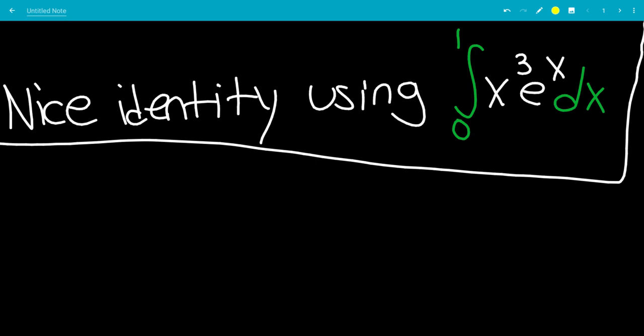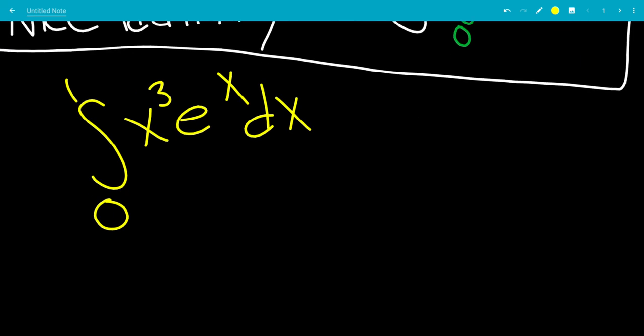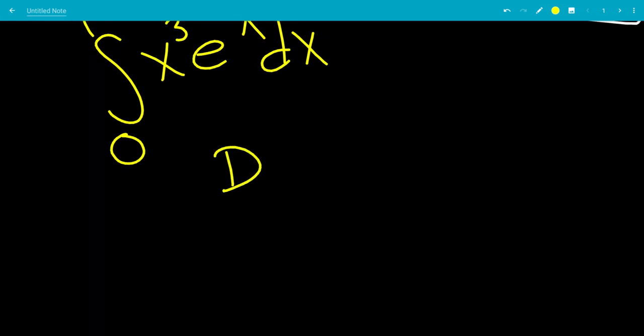So the first way we're going to do this integral, the integral from 0 to 1 of x cubed times e to the x. We're going to do integration by parts, or the DI method, so we're going to differentiate something and integrate something. The integral of e to the x is the same thing every time, and we want the terms to get smaller and smaller, so x cubed will go to something times x squared, etc. So we want to differentiate x cubed and integrate e to the x.